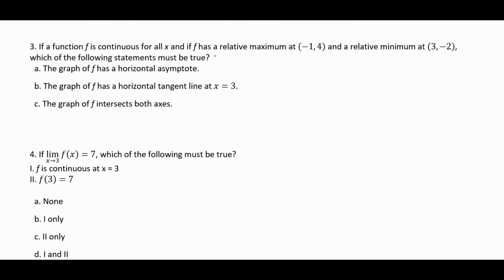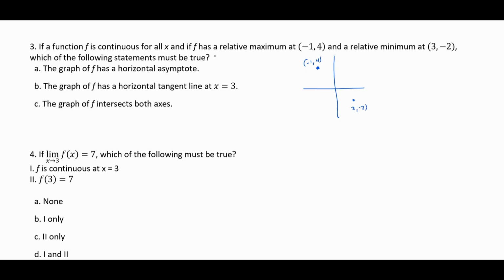Moving on to 3, if a function f is continuous for all x, and if f has a relative maximum at -1, 4 and a relative minimum at 3, -2, which of the following statements must be true? Okay, so let me put a relative maximum at -1, 4. So we'll just put a point here like we did on the last problem. Let me just put this in a grid, so that's -1 comma 4, and then 3, -2.